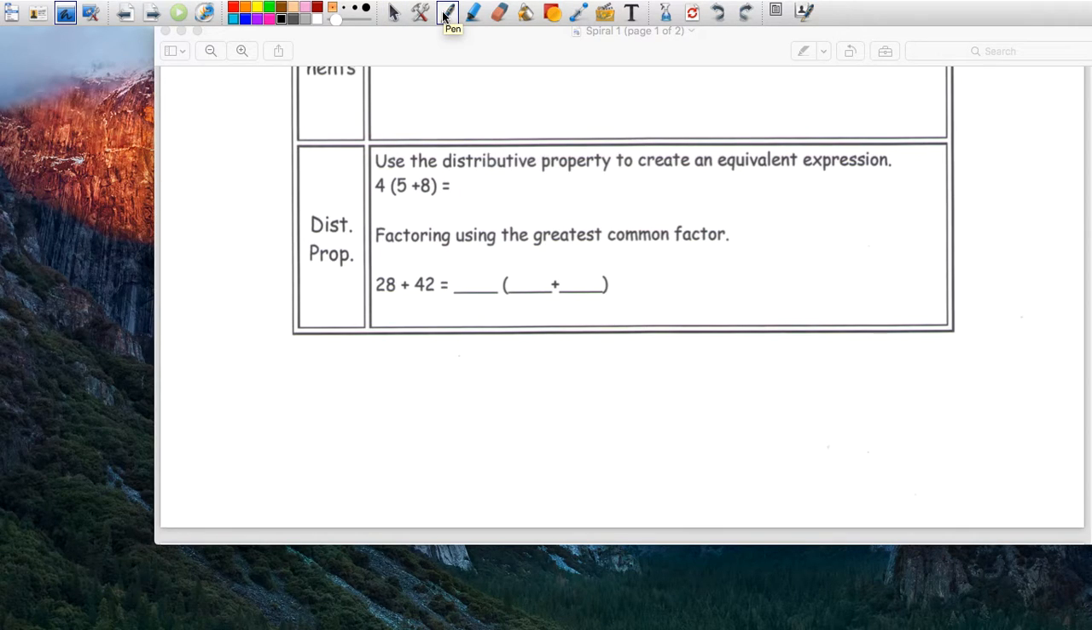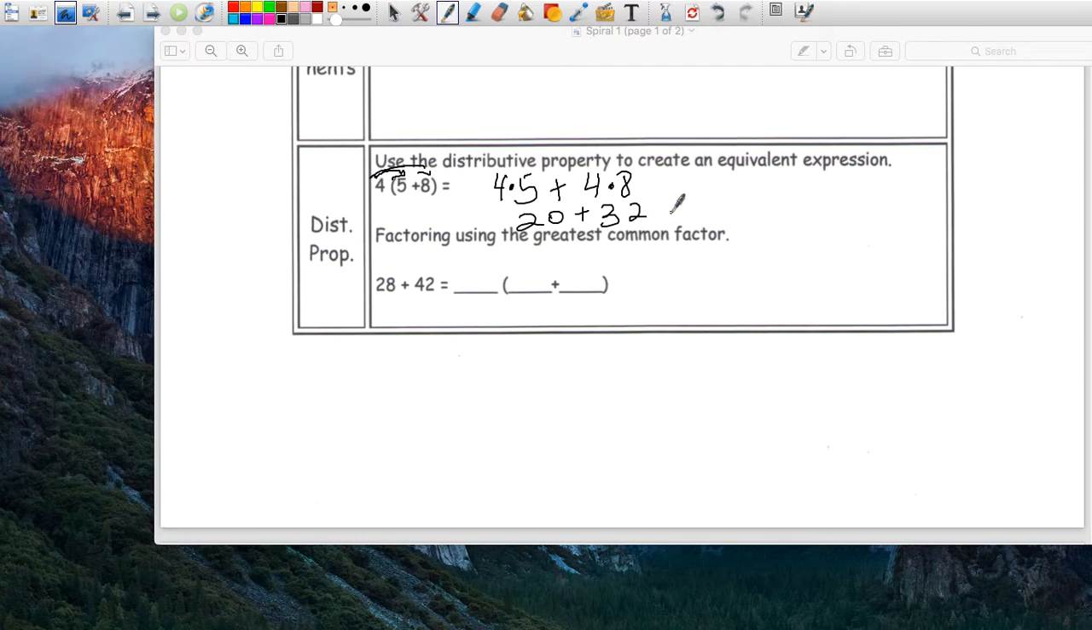Use the distributive property, Angry Birds. So remember, 4 attacks 5, and then 4 attacks the 8. So let's write the expression out. It'll be 4 times 5. Remember, we use a dot. Plus, that 4 is going to attack the 8 again. 4 times 8. So 4 times 5 here is 20. 4 times 8 is 32.